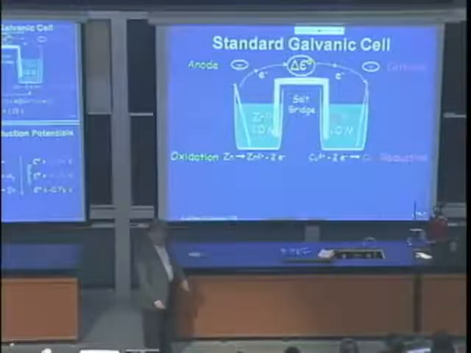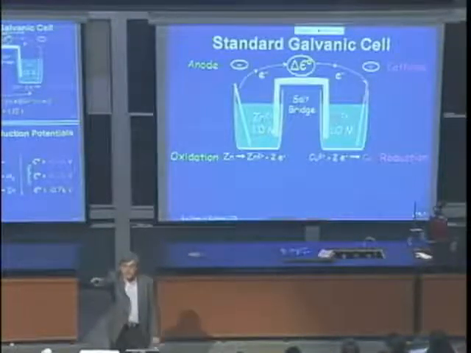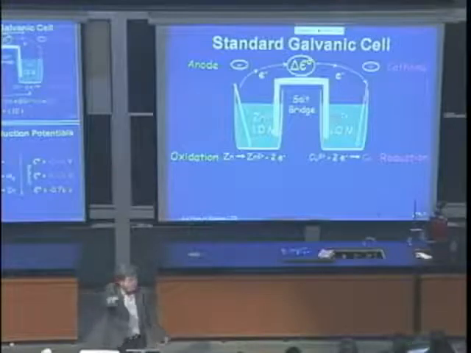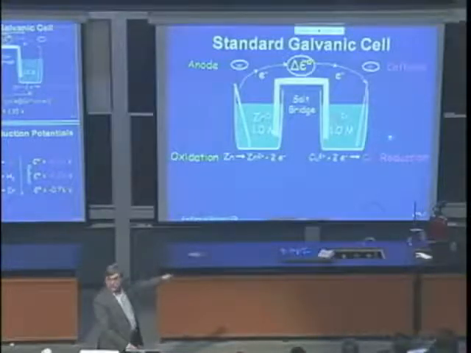The copper 2 plus says, there are my 2 electrons. Okay, I want these 2 electrons, and I'm going to plate myself out as copper metal.